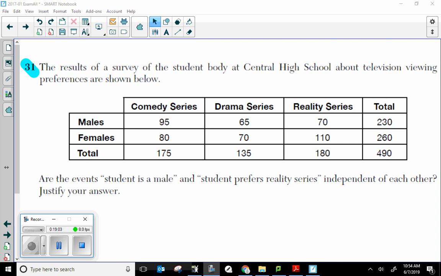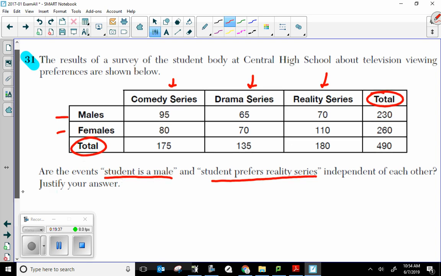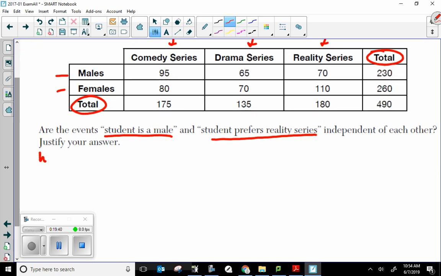And number 31. All right, the final question, another layup. The results of a survey of the student body at Central High School about television viewing preferences are shown below. Okay, we have males and females. We have comedy, drama, reality. And then they give us totals, which is nice. We don't have to figure out any totals. That's the great thing about these 2-point questions. Are the events that a student is male and a student prefers reality series independent of each other? Justify your answer. Justification is not words, that's work. Show your math work, okay?